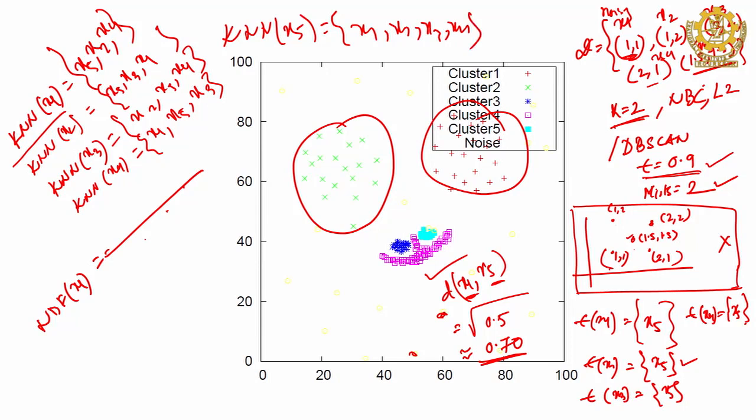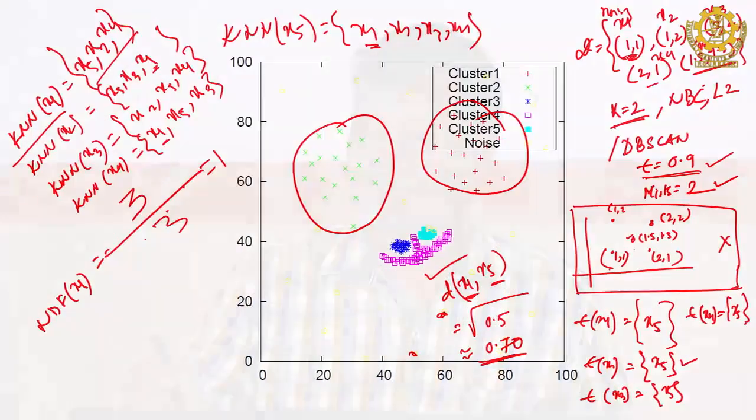Now, you compute the NDF of x 1. For NDF of x 1, where is x 1 appearing? x 1 is appearing here. Next, x 1 is appearing here, and then x 1 is appearing here, right. So, this reverse k nearest neighbor count will be 3, and the NDF of x 1 value is 3. So, then NDF value is greater than or equal to 1, which means this is a core point.